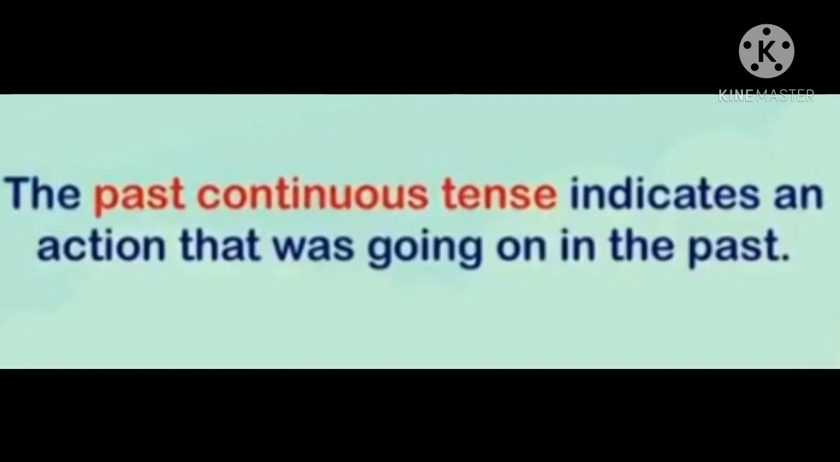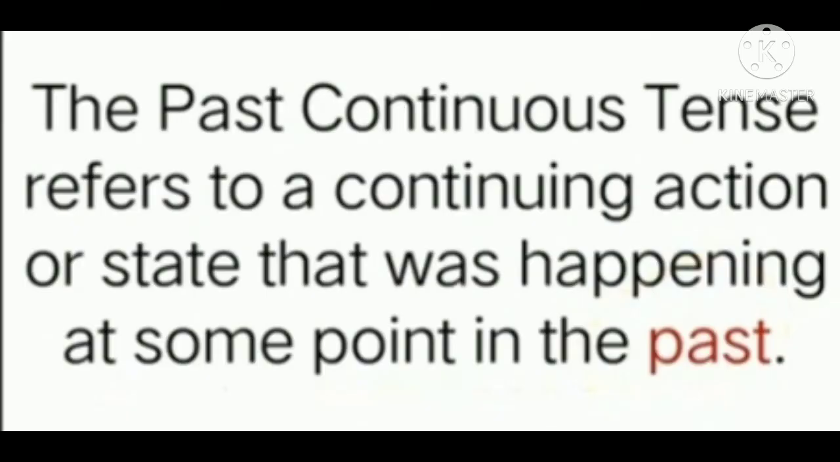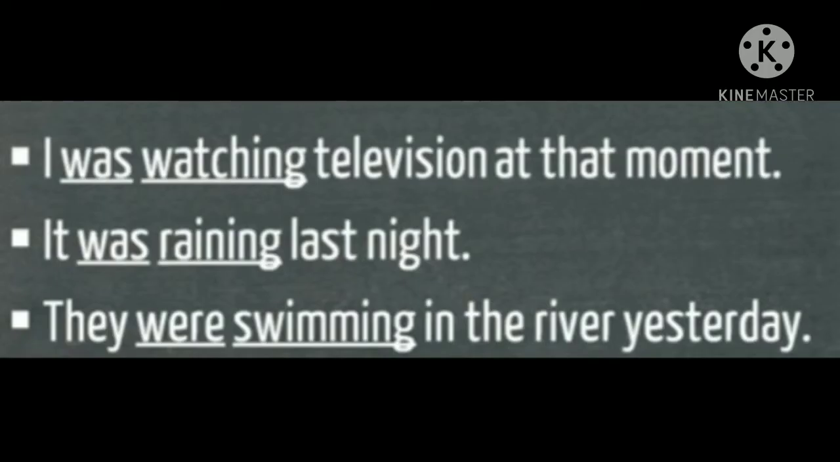The past continuous tense indicates an action that was going on in the past. The structure of past continuous tense is subject plus was or were plus verb plus ing form. The past continuous tense refers to a continuing action or state that was happening at some point in the past. For example, I was watching television at that moment. It was raining last night. They were swimming in the river yesterday.